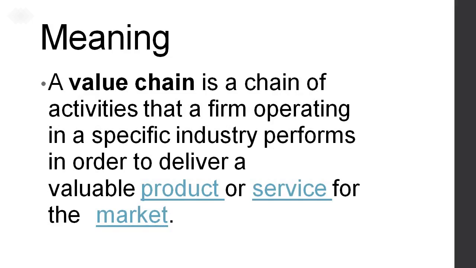Now, the meaning of value chain. A value chain is a chain of activities that a firm operating in a specific industry performs in order to deliver a valuable product or service for the market. Students, once again, it is a chain of activities that a firm operating in a specific industry performs in order to deliver a valuable product or service for the market.